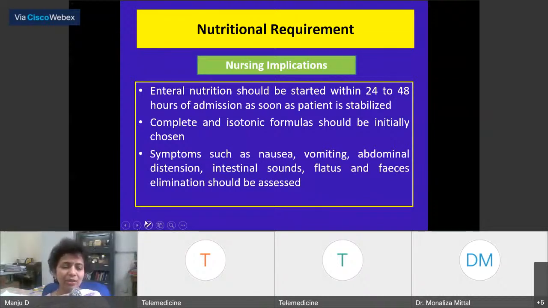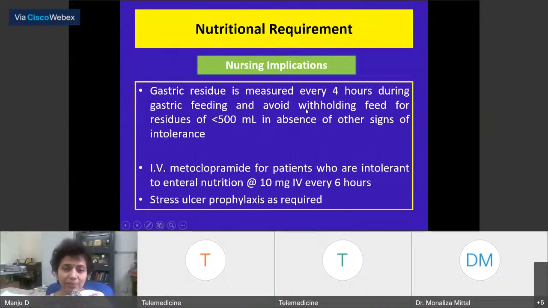Let us also look at some of the nursing implications. Enteral nutrition should be started within 24 to 48 hours of admission, as soon as the patient is stabilized. Complete and isotonic formulas should be initially chosen so that the patient will tolerate them, and then gradually go to the normal pattern. Symptoms such as nausea, vomiting, abdominal distension, intestinal sounds, flatus and feces elimination should be assessed to monitor gastric intolerance. Gastric residue is measured every 4 hours during gastric feeding.